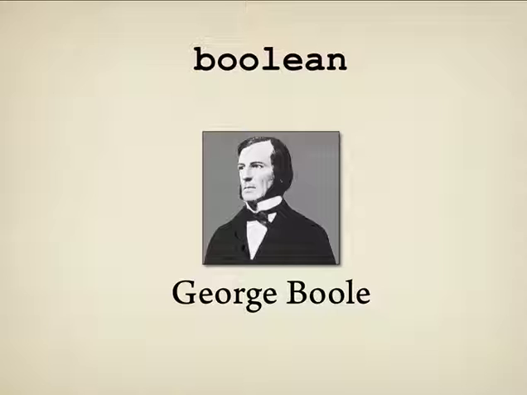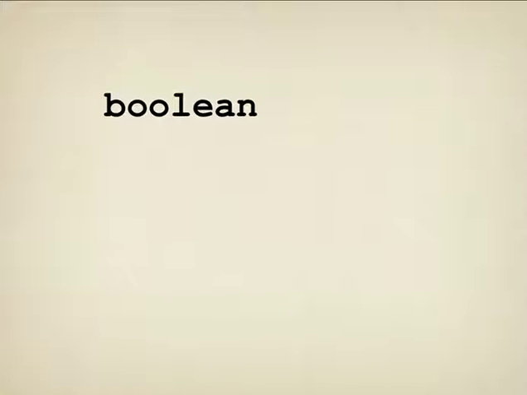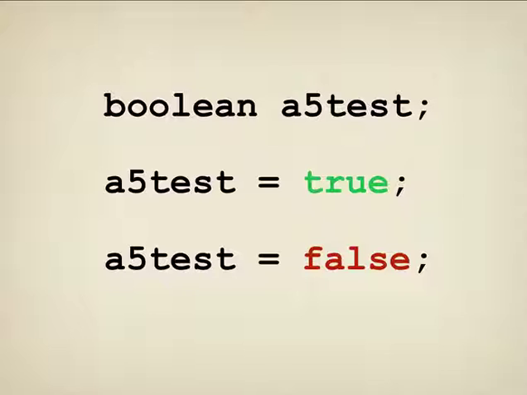To declare a Boolean, we just declare it with type Boolean, like we would declare an int or a float, and we give it a name. And I'll call this one A5 test, because we were testing if A was less than 5. So this little name is meant to remind us that that's what it was for. A Boolean variable can have only one of two values, true or false.